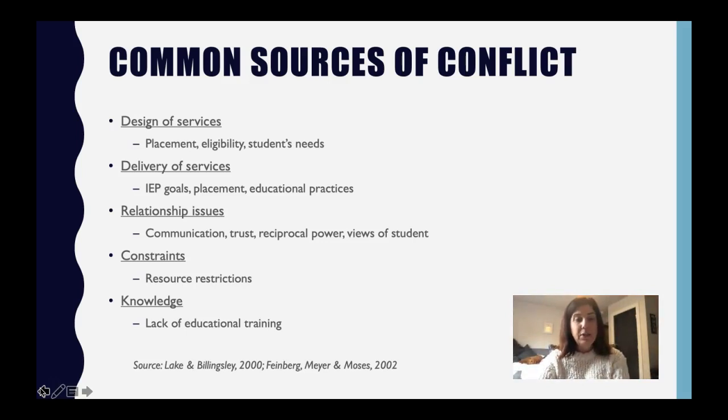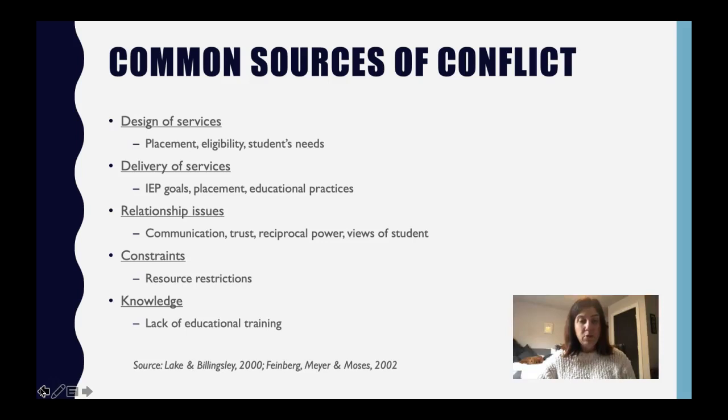Another source of conflict is delivery of services. That's the determination of those IEP goals, and how they are going to be implemented, and what services are going to be provided so that the student can actually achieve those goals. Then there's relationship issues. Again, sometimes it's just a personality conflict, or there's a communication breakdown. Sometimes something in the past or current is occurring, so that trust is lost. It's that power struggle, and sometimes it's the view of the student. Sometimes they see it very differently. What you see at home, sometimes you see a very different situation at school, and that can cause conflict.